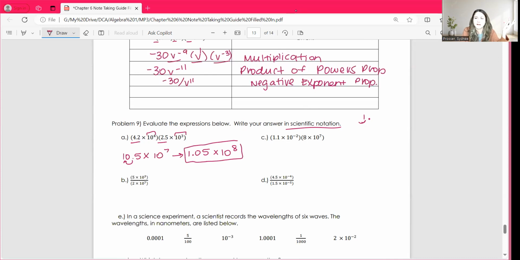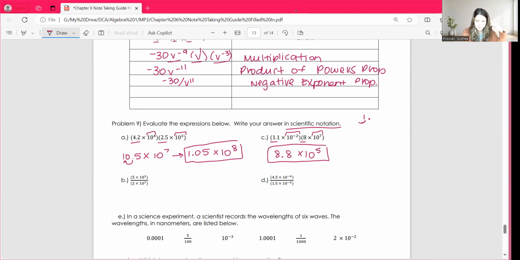Let's check out C, very similar. I'm going to multiply my numbers in the front. 1.1 times 8 gives me 8.8 times 10. I'm going to notice I'm multiplying variables, add the exponents. It's going to give me 5. It's already in that 10th place, so we're good.